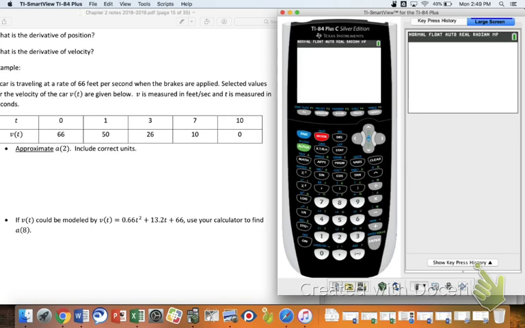And here's where something magical will happen. Push Math, which is right below Alpha. Push Math, and then just the number 8. Math 8. And look what shows up. Isn't that lovely? So Math 8 is a numerical derivative calculator. And listen, if the calculator is active, it is totally okay to use it. If the calculator is not active, you've got to use this.